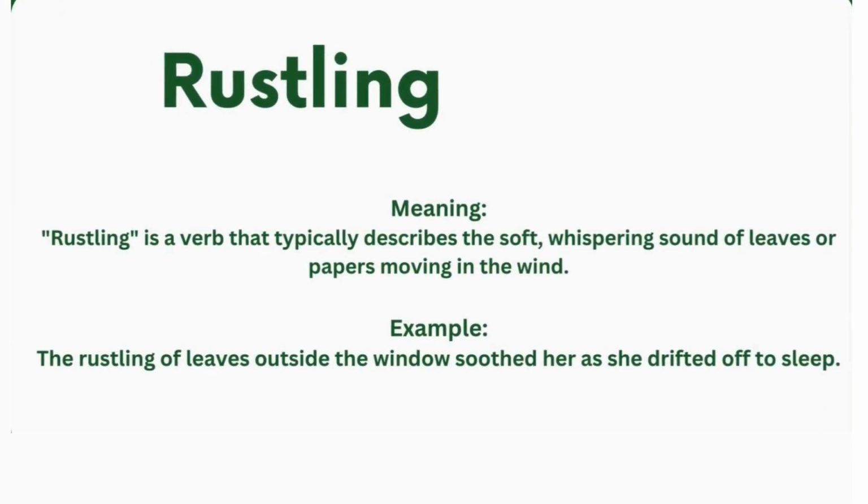Rustling. Meaning, rustling is a verb that typically describes the soft, whispering sound of leaves or papers moving in the wind. Example, the rustling of leaves outside the window soothed her as she drifted off to sleep.